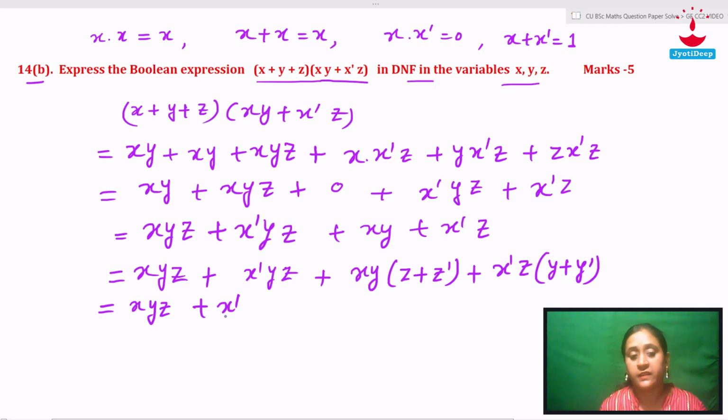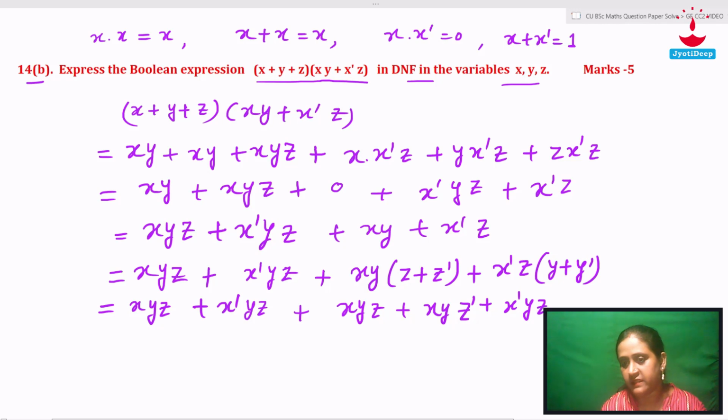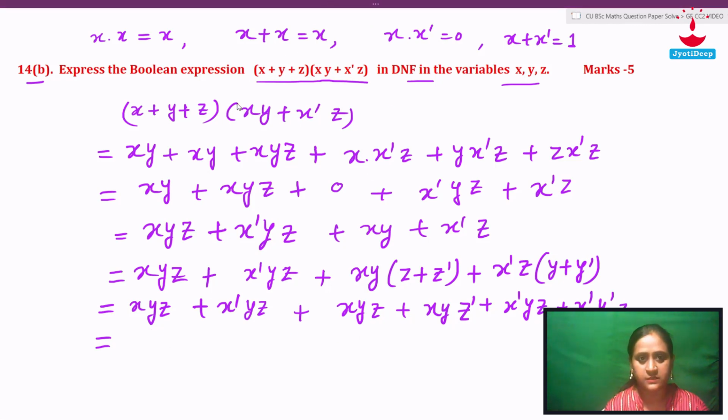Yes, xyz plus x dash yz, keeping it as it is, and now we are going to expand this: xyz plus xyz dash plus x dash yz plus x dash y dash z. Now xyz plus xyz.